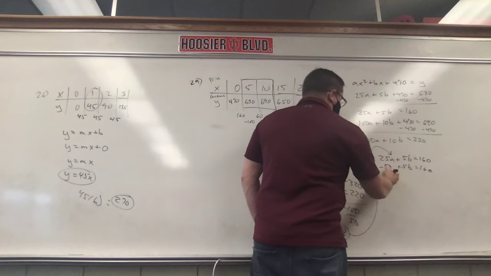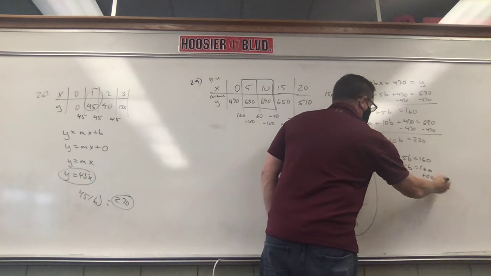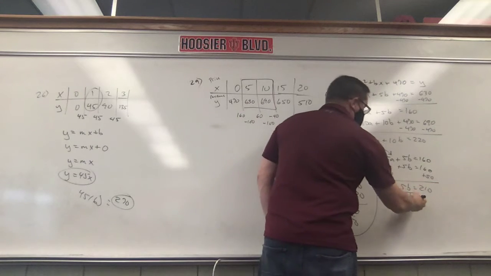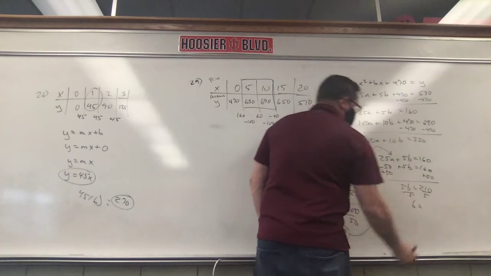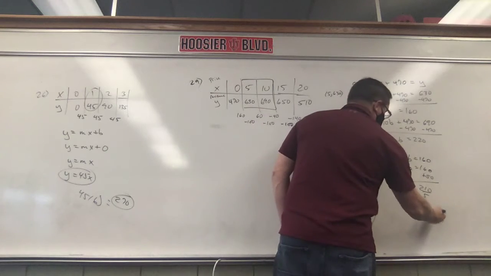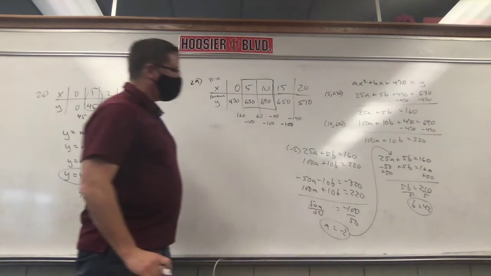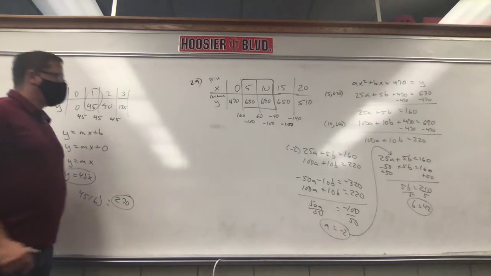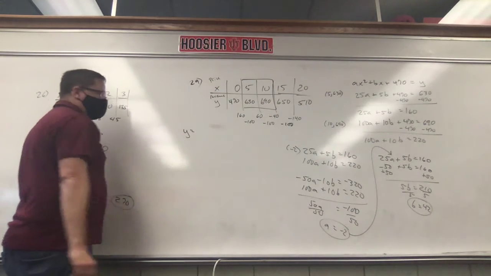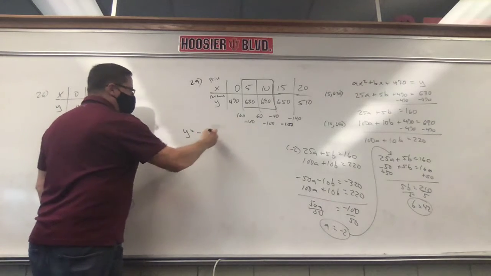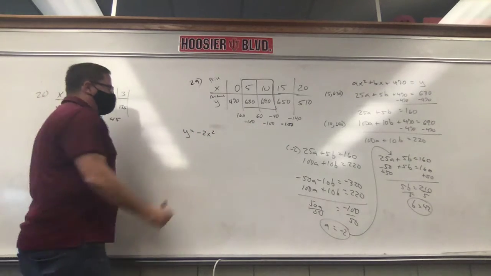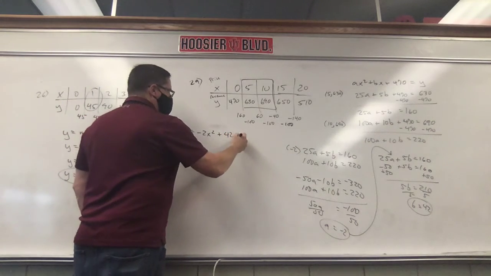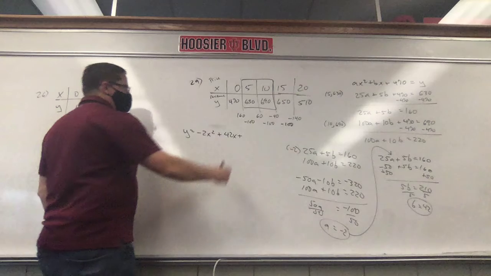We add 50 to each side. We have 5b equals 160 plus 50, which is 210. Divide by 5. I don't expect you to be able to do that in your head, but 210 divided by 5 is 42. Okay? So, our equation is y equals negative 2x squared plus what? 42x plus what? 407.